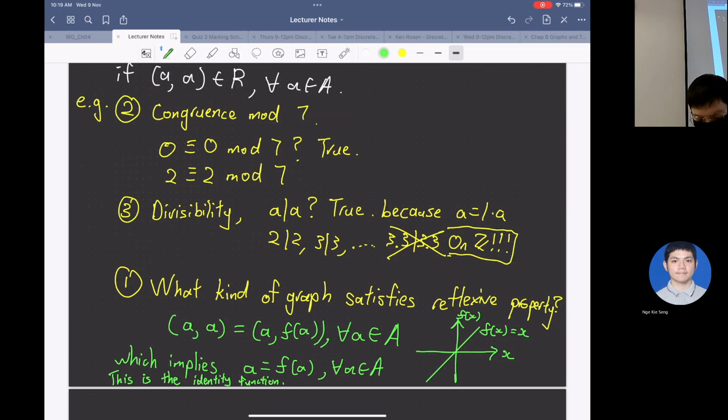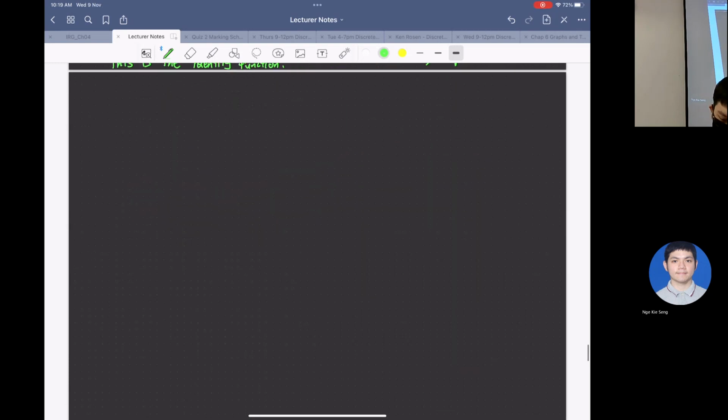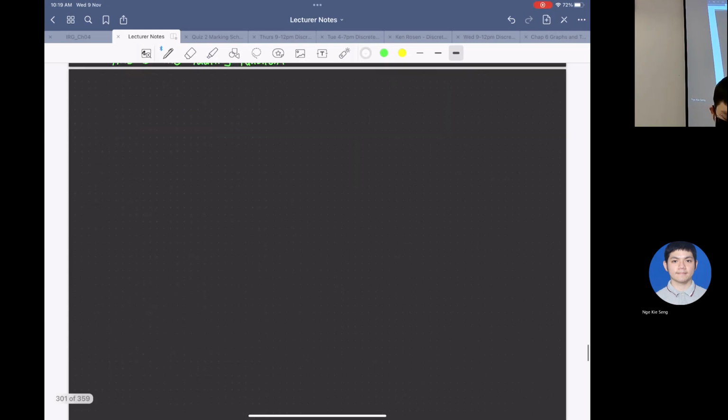Okay, f(x) equal to x. Okay, next. Next definition. Relation. That A is called symmetric.